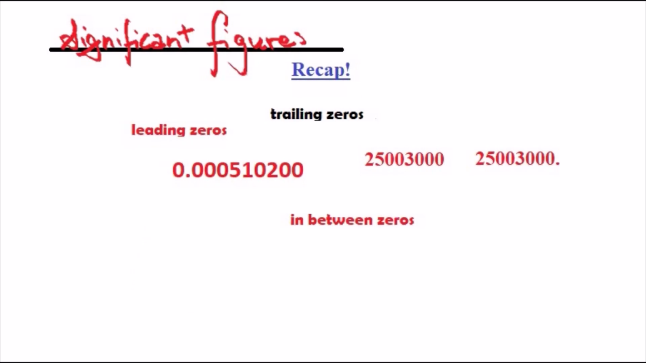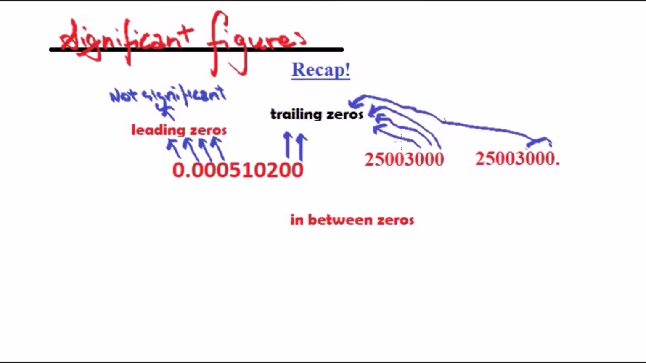Alright, so let's recap with these 3 examples. Let's identify the leading zeros. These are the only leading zeros of the 3 numbers. They are not significant. What about the trailing zeros? Yes, so these are our trailing zeros. All the zeros at the end of these numbers are trailing zeros. Are they significant? Well, it depends. Are these significant? Yes, these are significant because they're to the right of a decimal point.